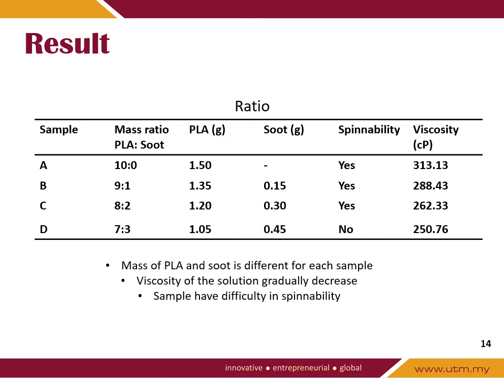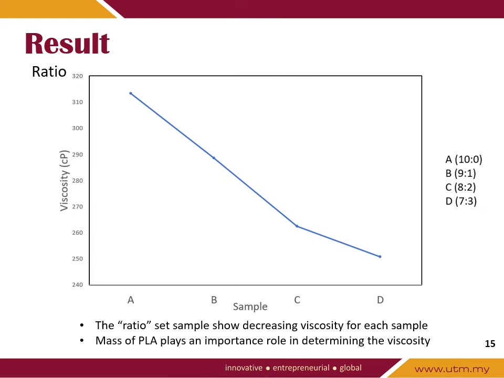For the results, in the case of the ratio sample set, different mass ratios of PLA to soot are used, resulting in a decrease of the solution viscosity, whereas sample D, with the lowest viscosity value, had difficulty in the electrospinning process. Based on the graph, we can clearly see the decreasing trend of the samples. This shows that the mass of PLA is an important factor in determining the solution viscosity.